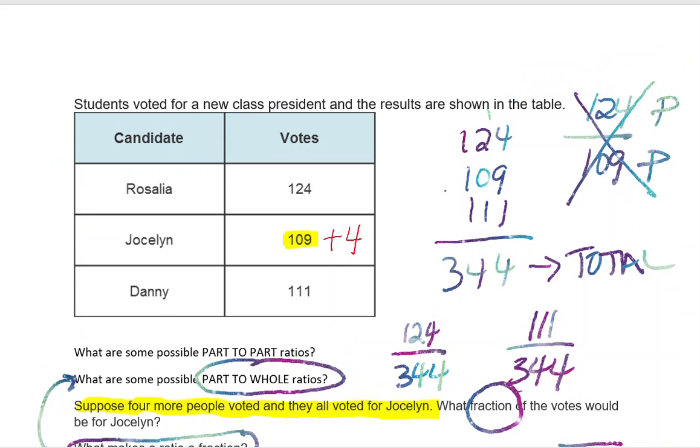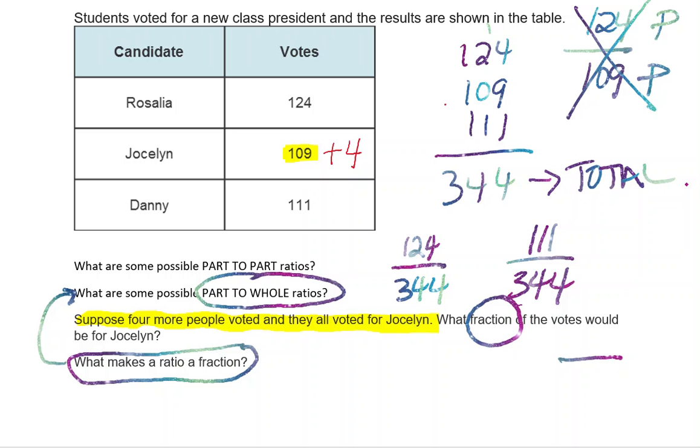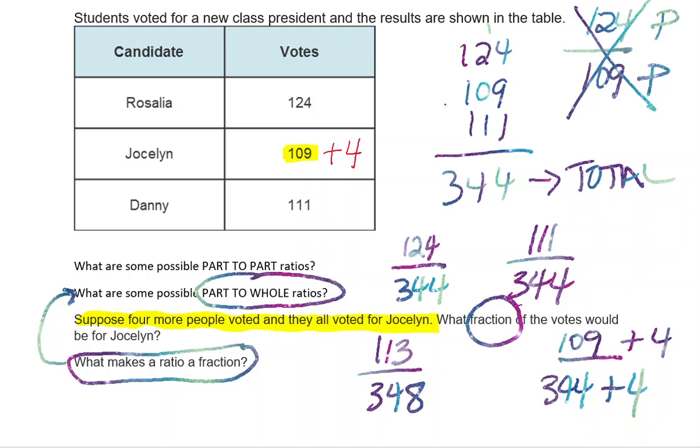Well, if 4 more people voted, did the total change? Yes, because 4 more people voted. So we would have a total of 344 plus 4. And if we're talking about the fraction of the votes that were for Jocelyn, we would have 4 more for Jocelyn, which would be 109 plus 4. So the fraction would be 113 out of 348. Notice that 4 more people voting is going to affect not only Jocelyn's number, but also the total number of votes.